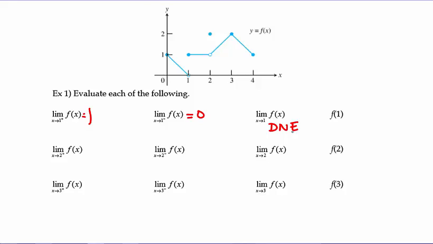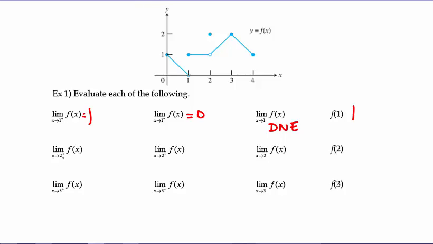DNE, does not exist. Well, if the limit doesn't exist, can the function exist? Is f of 1 existing? Well, that all depends. Is there a point on the graph at 1? There's a hole here, but there's a point there, so f of 1 is 1. So this row is a great case about how your left limit, your right limit, your two-sided limit, and your function can be very different things.